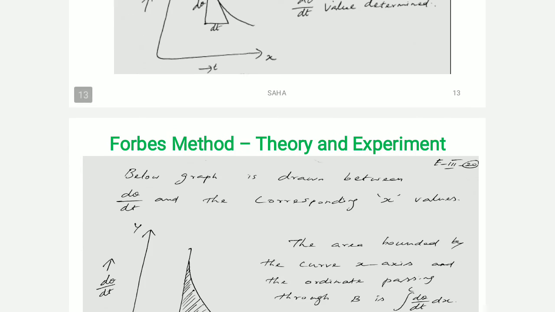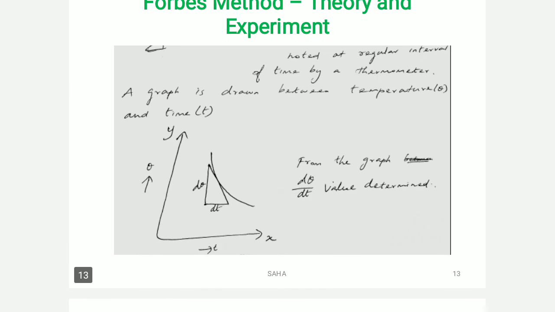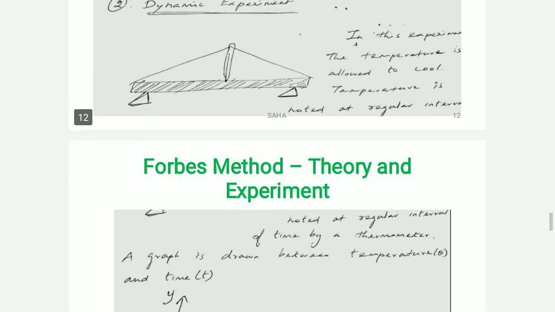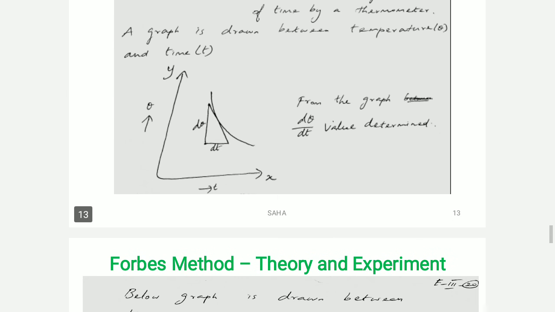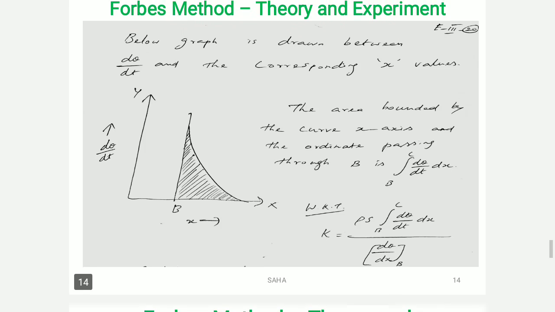Then the next graph is drawn between d theta by dt and the corresponding x value. So again, in the dynamic experiment explanation, there are two graphs. The first graph is the relation between time and temperature. The second graph is the relation between d theta by dt and the x distance. Here also, the area bounded by the curve, the x-axis and the ordinates passing through B and C is the integral from B to C of d theta by dt into dx.